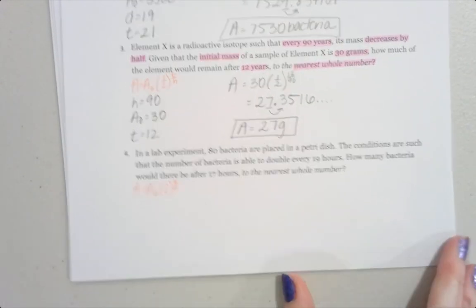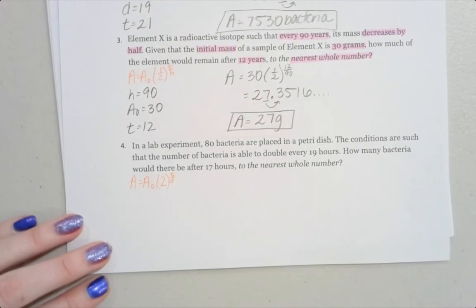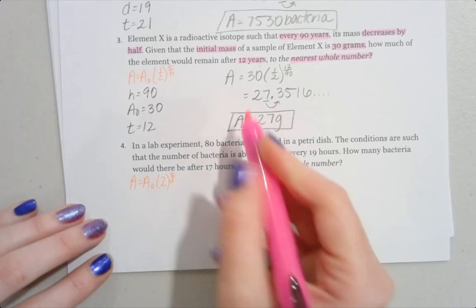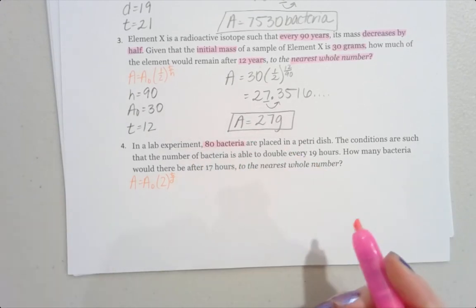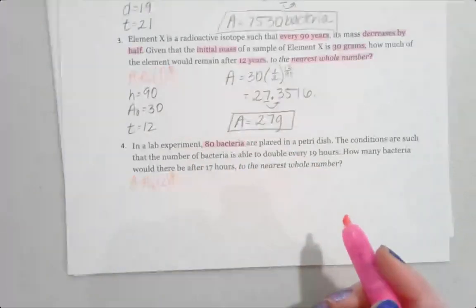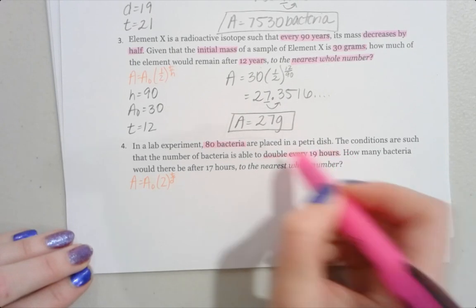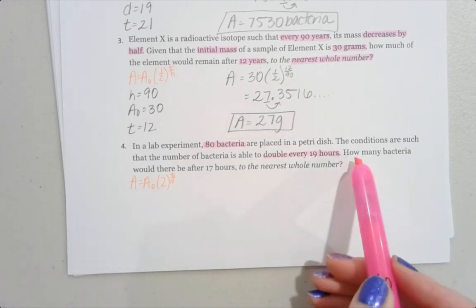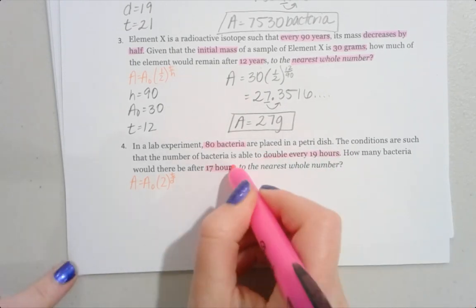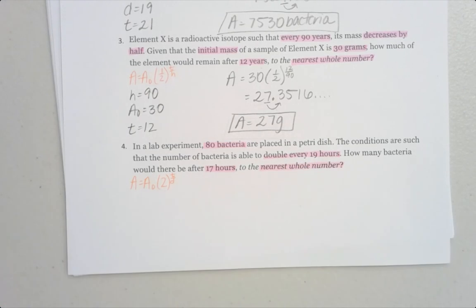All right, last one. In a lab experiment, 80 bacteria are placed into a petri dish. The conditions are such that the number of bacteria is able to double every 19 hours. So I'm using my doubling formula. How many bacteria would be there after 17 hours? Round to the nearest whole.